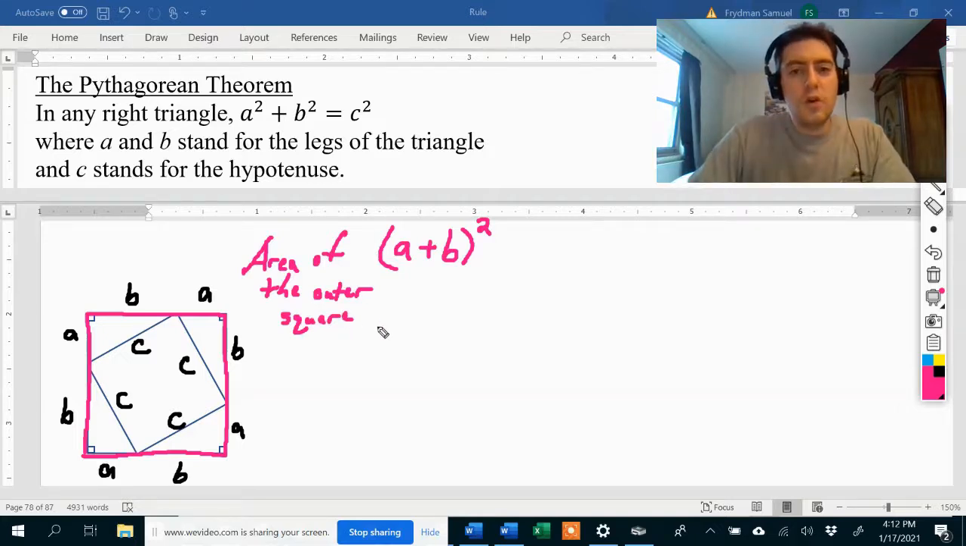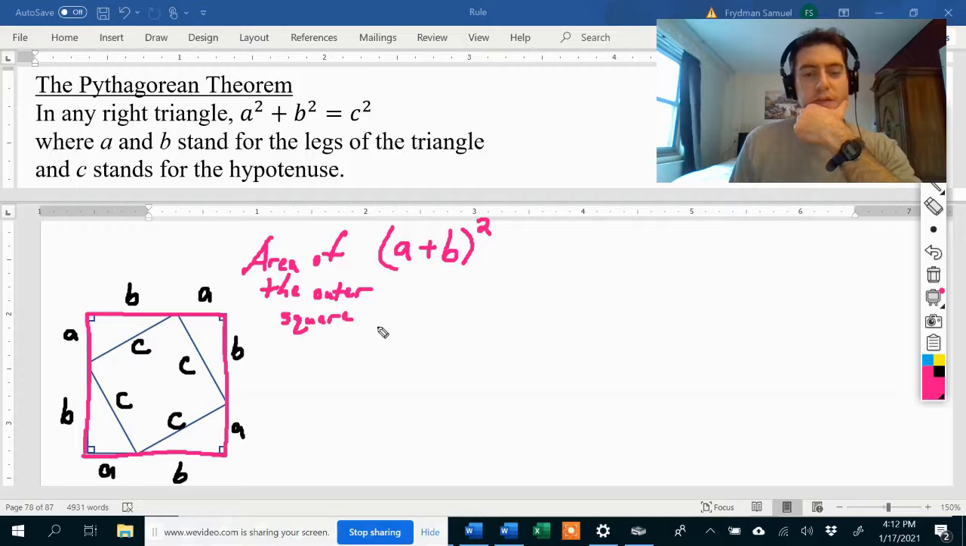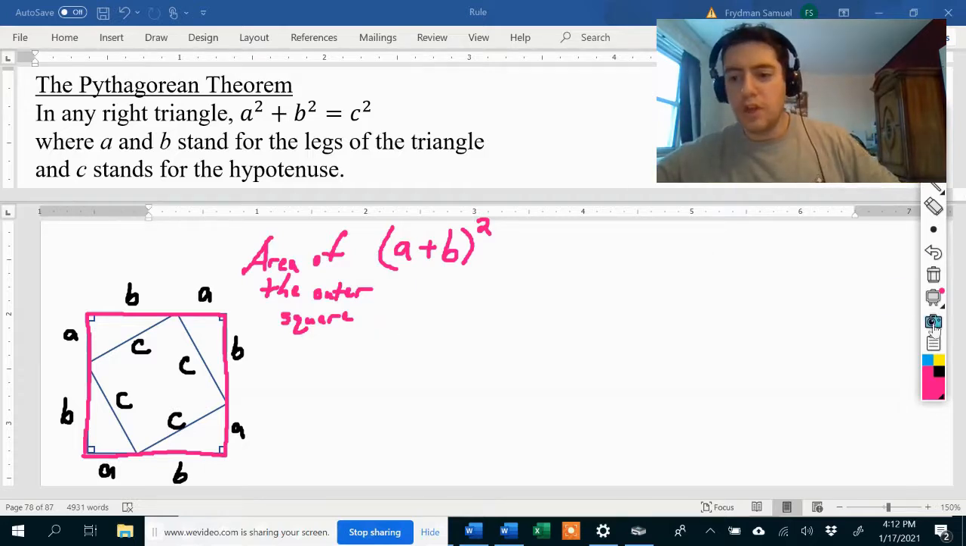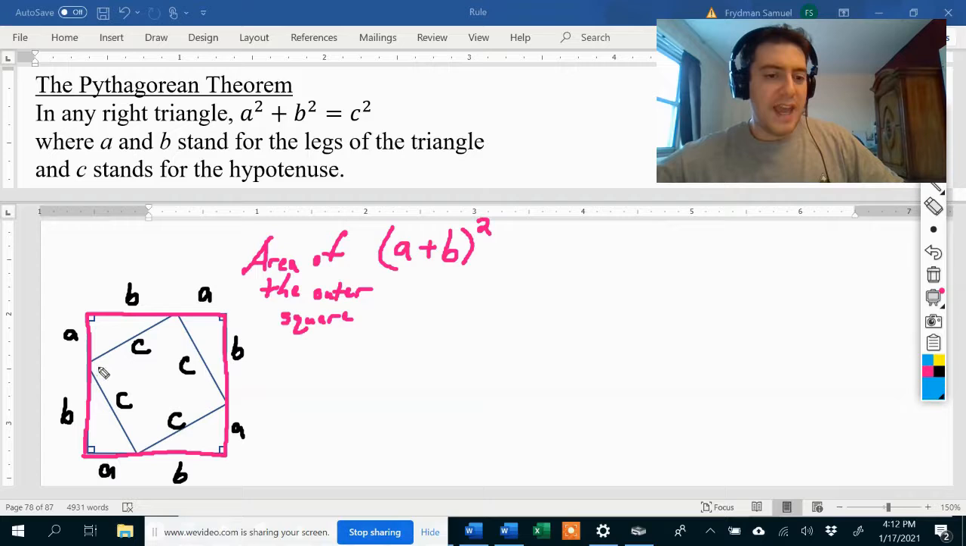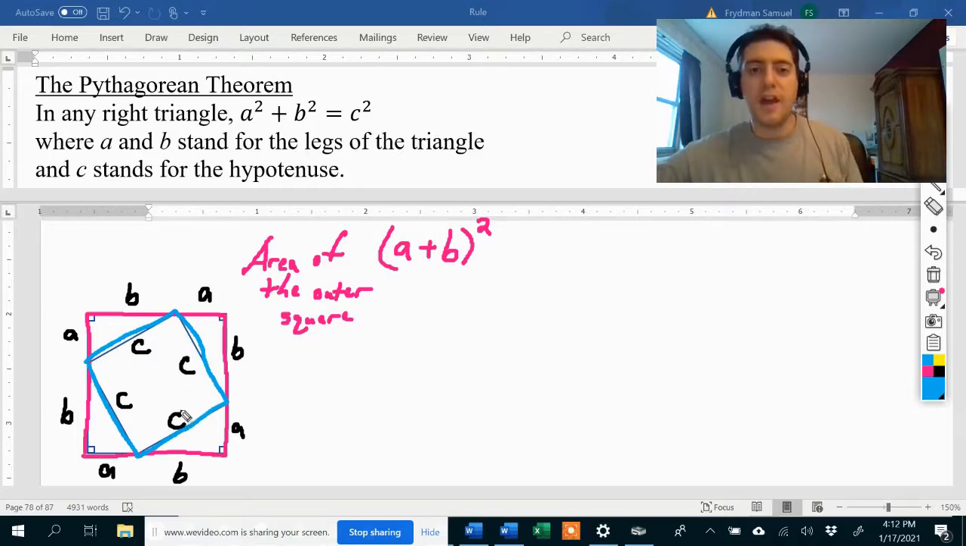Okay, now, is there another way that I could find the area of the outer square? Well, there is. What I could do is I could figure out the area of this inner square over here. So if you imagine me shading this in, I don't want to shade it in right now because then I would cover all these C's that I have over here. But I could find the area of this inner square, and I could combine that with the areas of these 4 triangles that I have around here. So if I find the area of this plus the area of these 4 triangles, that will also give me the area of this big square over here.